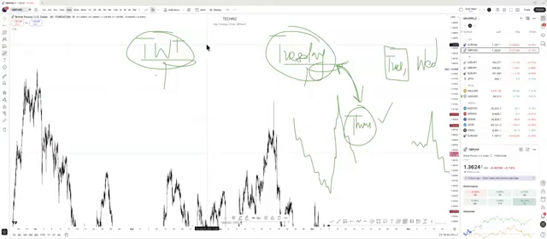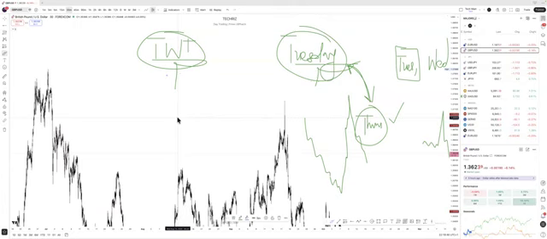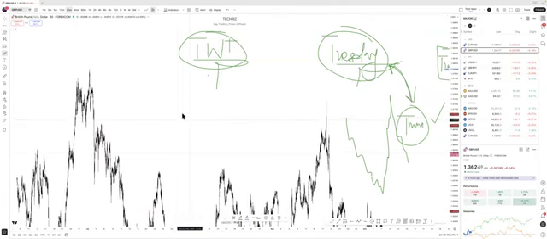Now for the weekly scenario, because it is possible for the weekly to have a CRT. Now, the high probability weekly scenario is this. The first week will form the accumulation. Second week will form the manipulation.